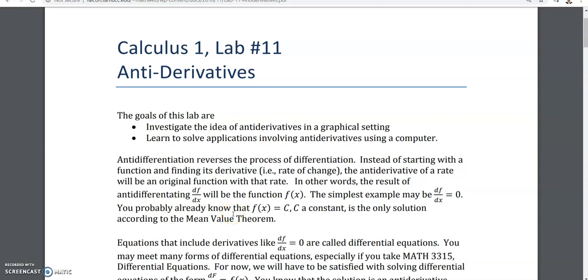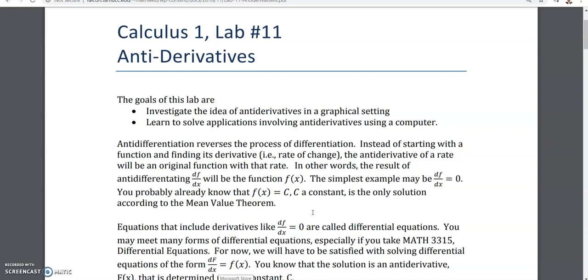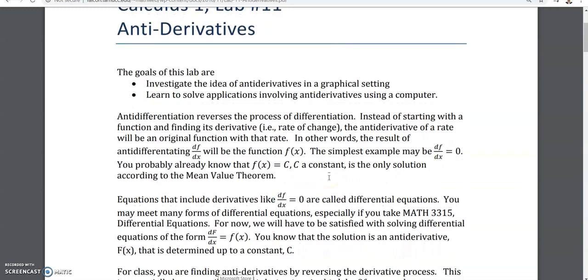Hello all, welcome again. So this week we will be on lab 11, which is on anti-derivatives. So far what we have seen is derivatives, and we have seen how to take a derivative in MATLAB. But this week we will be doing anti-derivatives, which is a step backward. Before that, I recommend all of you to go through all of this, and it's not that hard to just look at what it is.